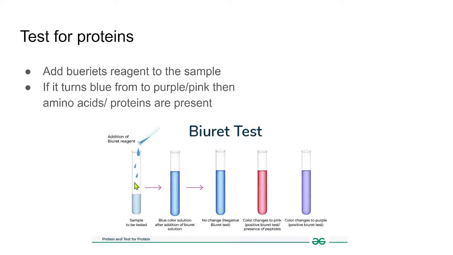So our test for proteins, this is quite a simple one. It's your Biuret reagent. As it's added to the sample, it goes from blue to purple-pink. From what I remember, there isn't too much difference in colour. It's just that they're present.